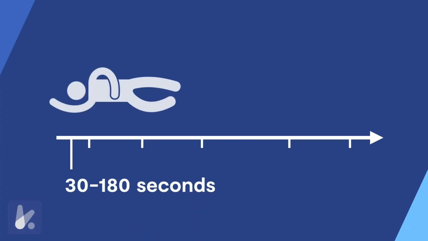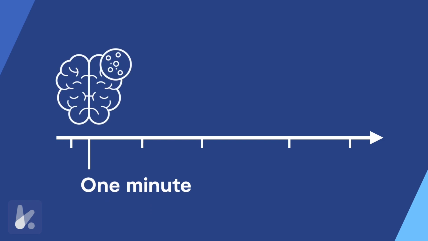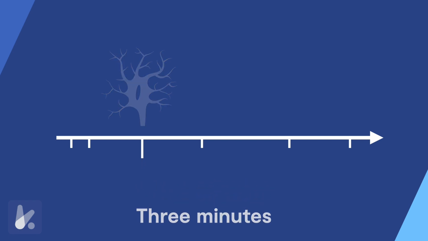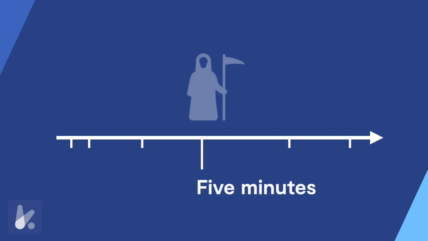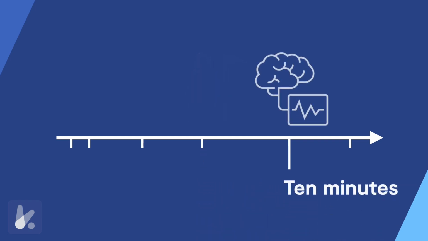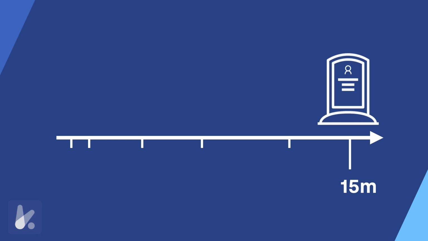The timeline of a brain without oxygen looks something like this. Between 30 and 180 seconds of oxygen deprivation, you may lose consciousness. At the 1 minute mark, brain cells begin dying. At 3 minutes, neurons suffer more extensive damage and lasting brain damage becomes much more likely. At 5 minutes, death becomes imminent. At 10 minutes, even if the brain remains alive, a coma and lasting brain damage are almost guaranteed. And at 15 minutes, survival becomes nearly impossible.